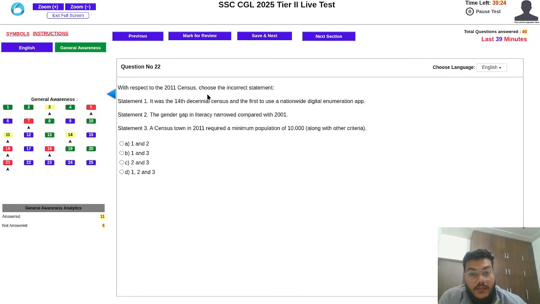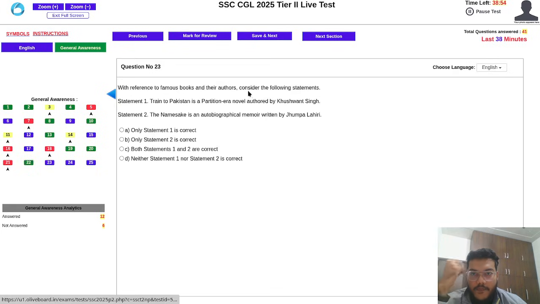With respect to the census, choose the incorrect statement. 14th, the first is nationwide digital enumeration. 14th decennial. दो ठीक है 1 and 3. सेंसस टर्म 10,000 गलत है 10,000 को लेना देना नहीं था इनकरेक्ट नेरवुड. दूसरे ठीक है पहली तीसरी गलत.